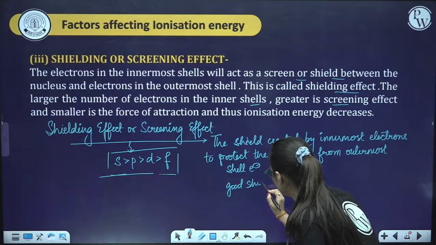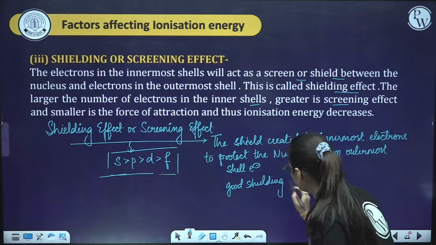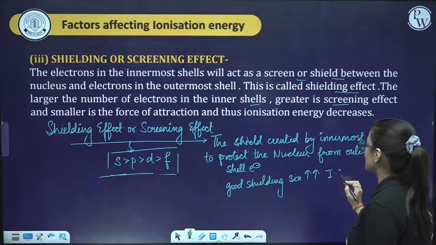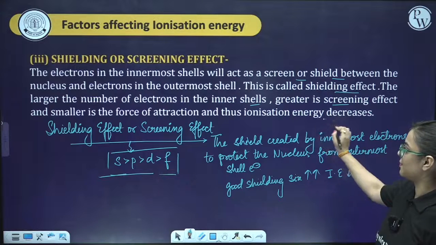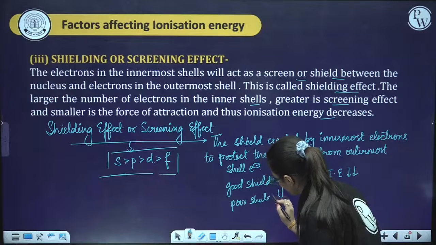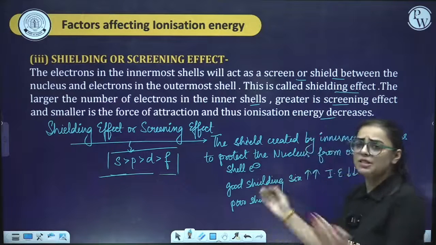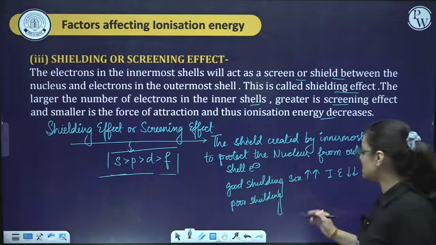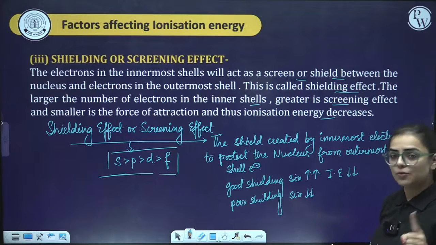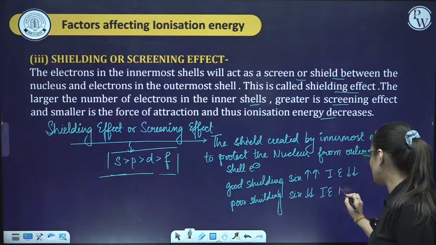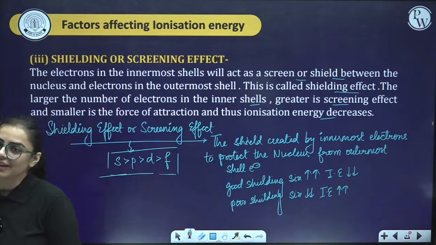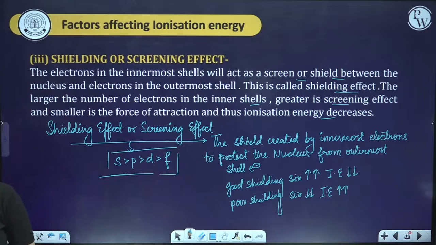If it is good shielding, that means it will repel the outermost shell electron, so the size will increase. Size increases, ionization enthalpy will decrease. Clear? Now see, if it is poor shielding, that means it is not able to protect. The electron will come inside, size will decrease. Size and ionization enthalpy are inversely proportional, so ionization enthalpy will increase. Clear, students? Quite easy. Everybody write it down so that we can move on to the next part.